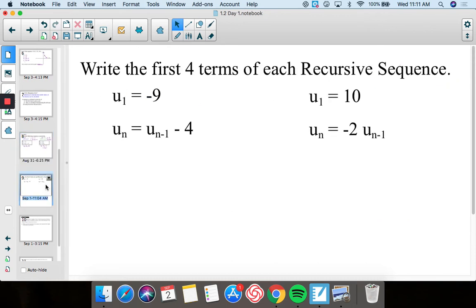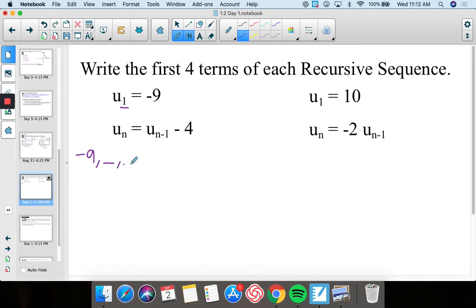Write the first 4 terms of each recursive sequence. So we're given the first term. What we're going to do with that first term is find out what is the second, what is the third, and what is the fourth term of this sequence. Well, it's pretty easy. Since you know that your first term is 1, that's done. What we need to find then is the second, the third, and the fourth. And we're going to use this recursive formula here.